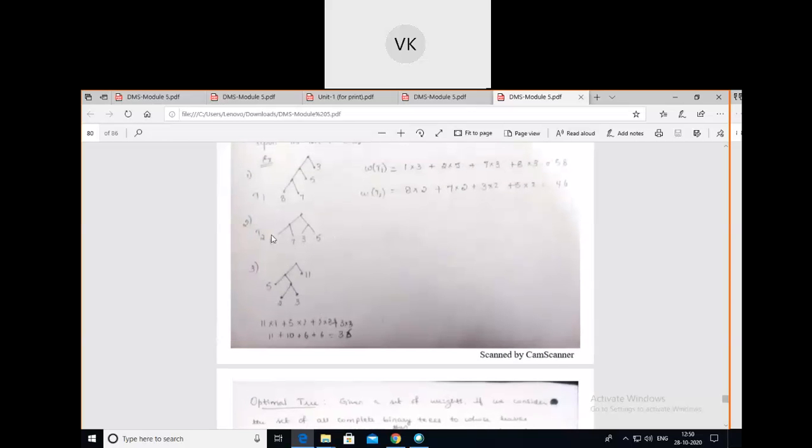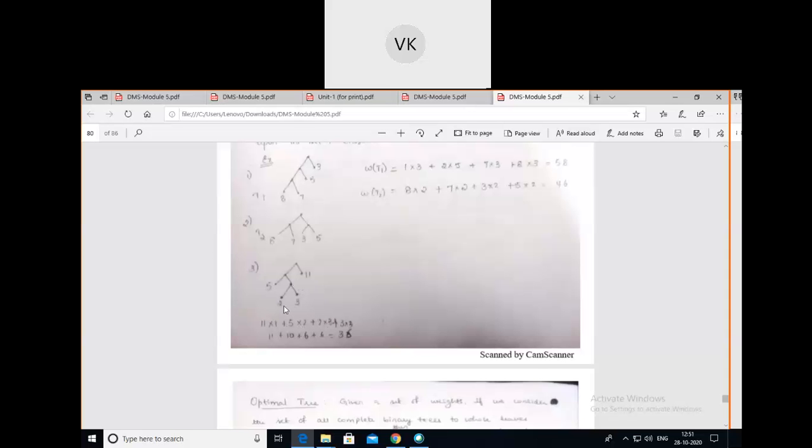Next example, you see here, for this tree. Find the weight of the tree here. The weights are 11, 5, 2, 3. First, we are going to find the level for each and every weight: 0, 1, 2, 3. At level 1, we have weight 11, so I am going to multiply 11 with 1. One more weight is 5, which is at level 2, so I am going to multiply weight 5 with 2.